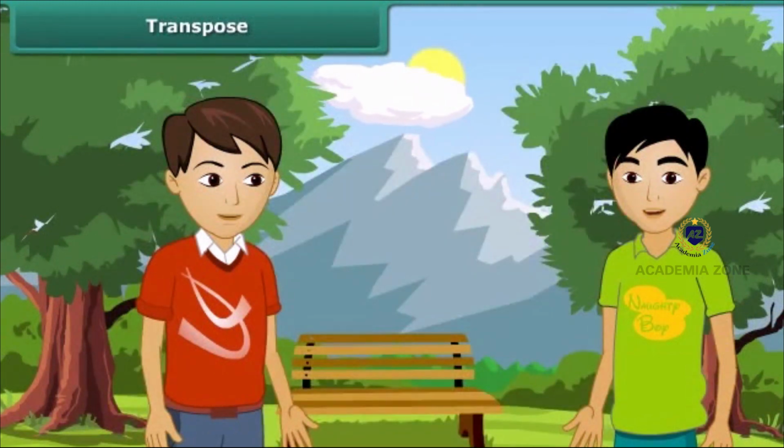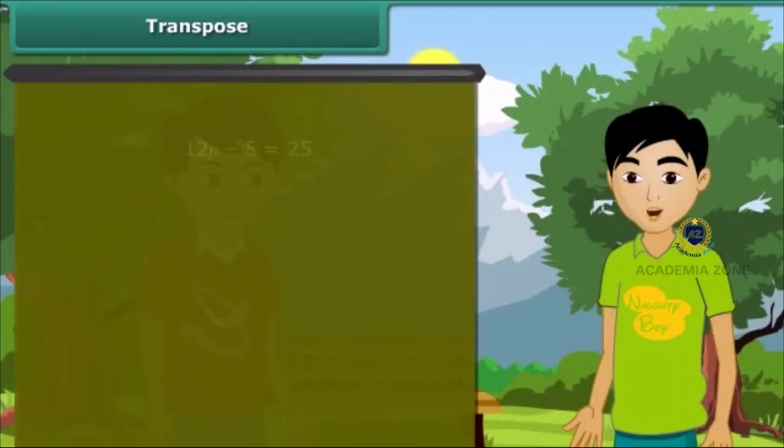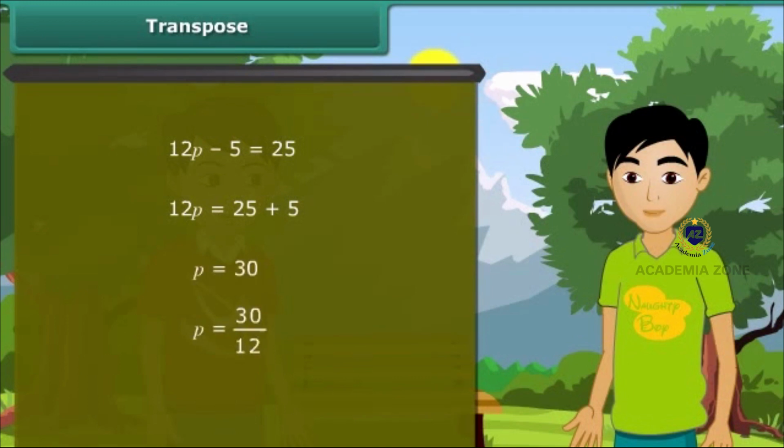Transposing means changing side. For example, in this example, we have changed the side of 5. And when we transpose any number, we change its sign. Plus becomes minus. Multiplication becomes division. And now by transposing 12, p becomes 30 divided by 12, which is equal to 5 upon 2.